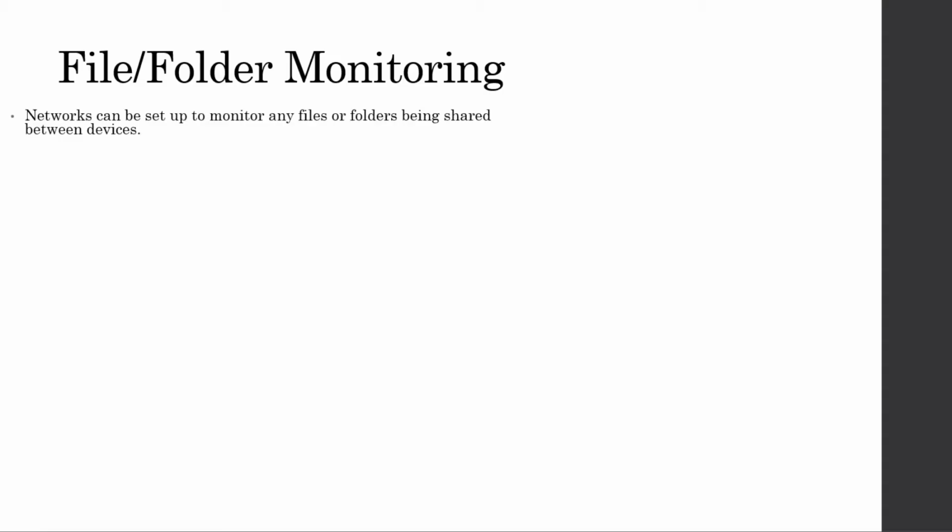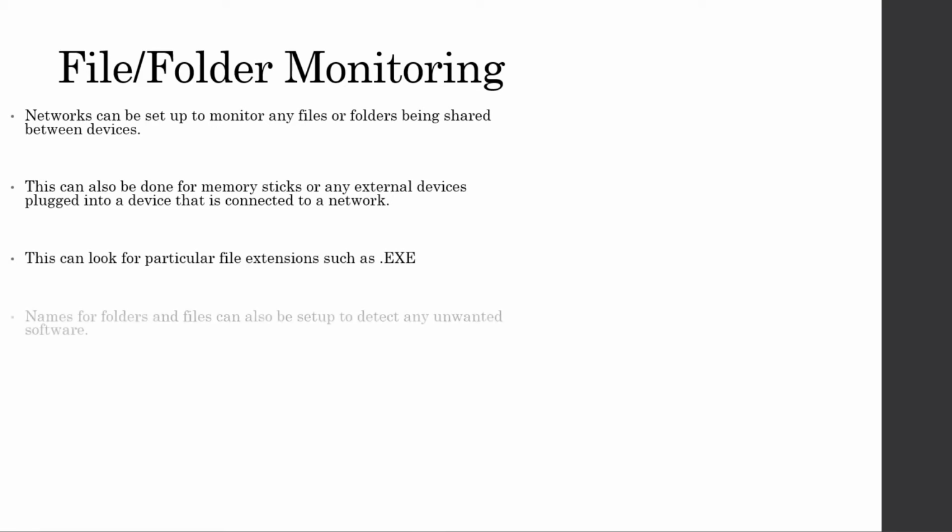With this, it can be done for external devices, because if somebody plugs an external device into a network system that's already been okayed by the network, like an attacker plugging in an actual device, it could have a virus on it. So if the folder/file monitoring picks it up, it can stop it. As I said before, it can look for particular file extensions like .exes. If there's a particular file name, like a batch file, that might be a virus, it might pick that up and go, oh, this could be a potential problem.